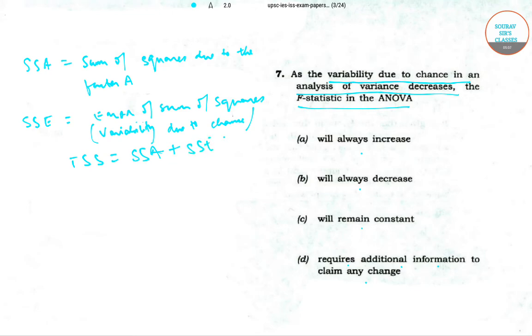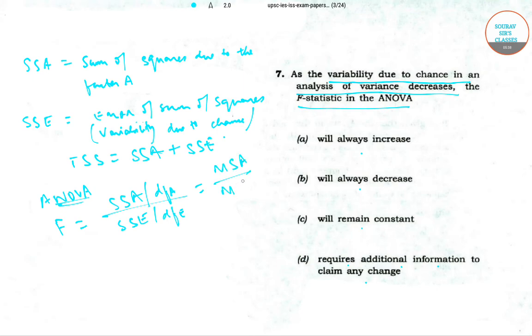Now, in ANOVA, the F statistic is given by SSA by degrees of freedom for SSA, whole divided by SSE by degrees of freedom for SSE, which is the mean sum of squares due to factor A by the mean sum of squares due to error.